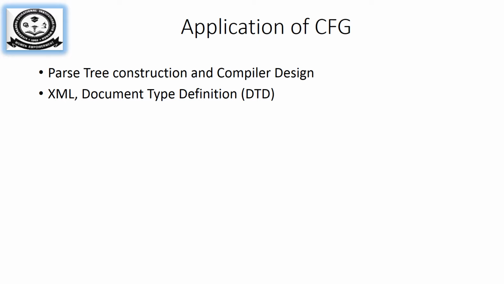When you consider XML, CFG is mainly used for document type definitions. Multiple documents will be there, related to each other, and which data type has to be given to whom is given by the context-free grammar. So these are the two applications of context-free grammar here.